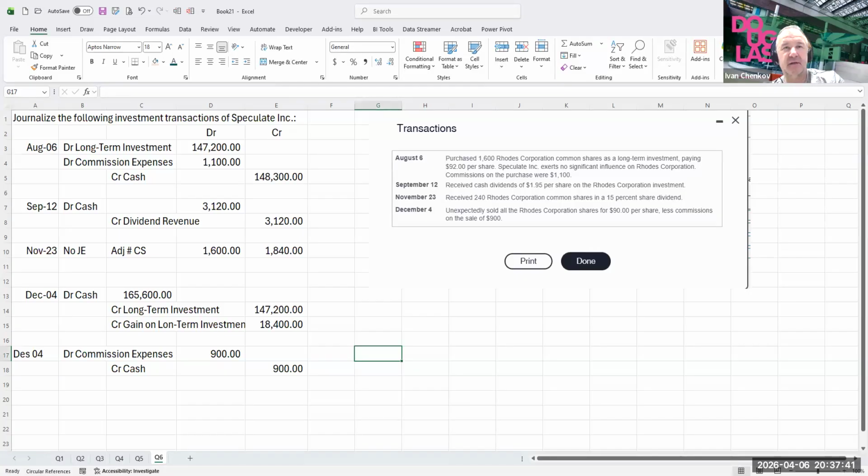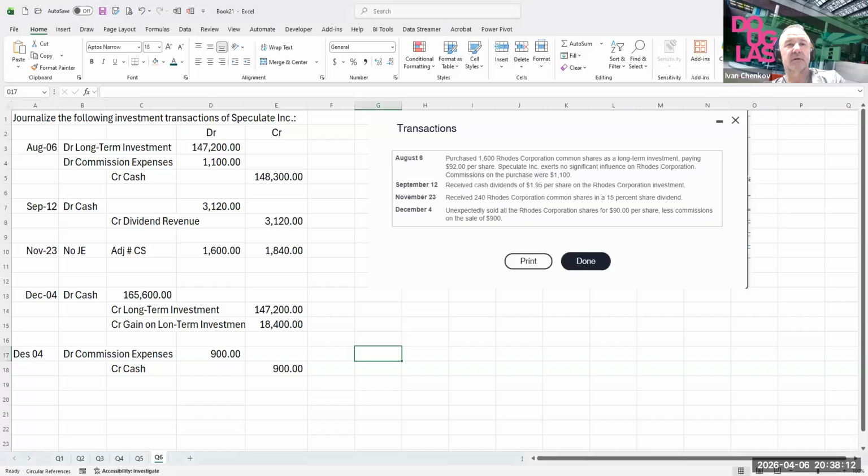Let me see if there's any other question here that we want to go over, especially the one that involves the fair value valuation allowance account. That will be interesting. Well, let me see if I have anything like that. Let's go with this.